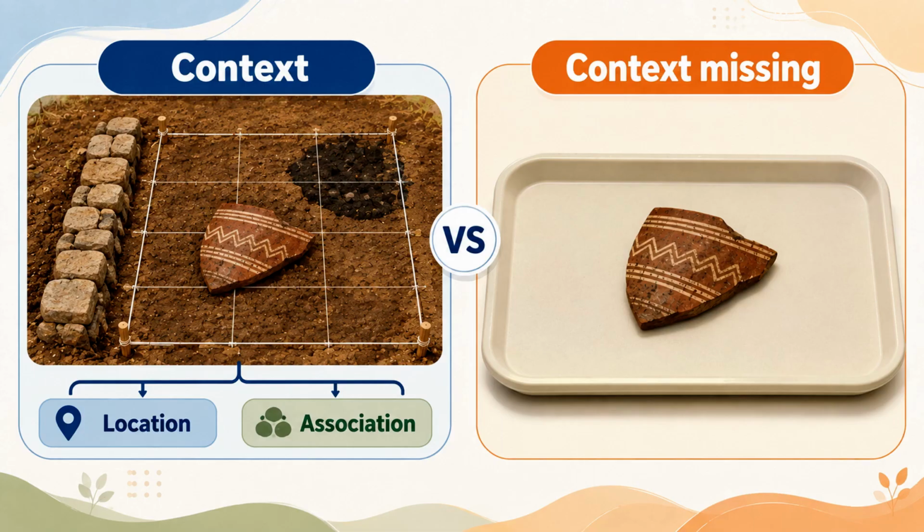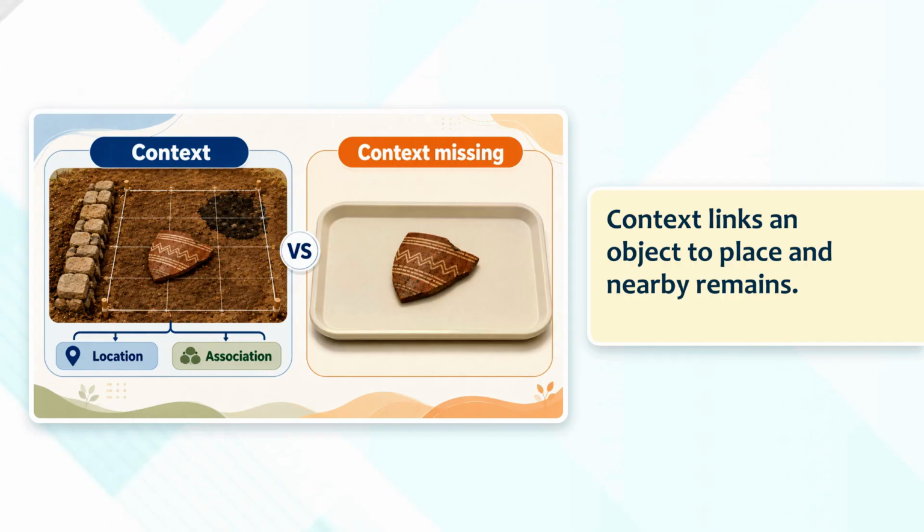Look at the pottery fragment on the left and notice 2 extra clues around it. Its exact position is marked, and nearby remains are still visible. Together, the object's location and association with surrounding evidence form its archaeological context. The identical fragment on the right has lost that context, so the object alone carries less information about how it related to the site. The same object becomes more informative when its relationships are preserved.